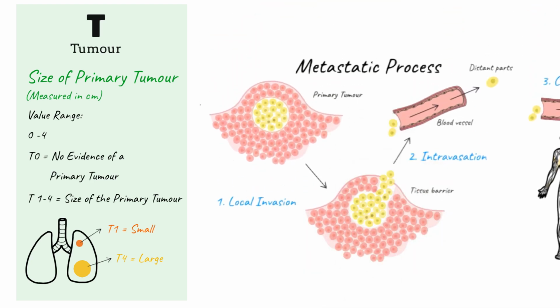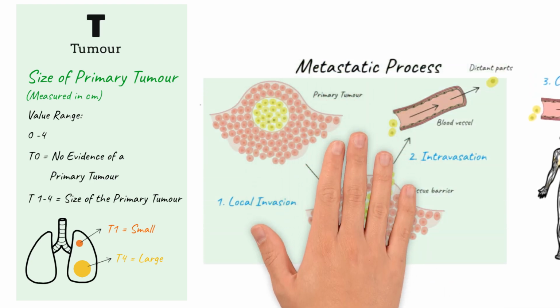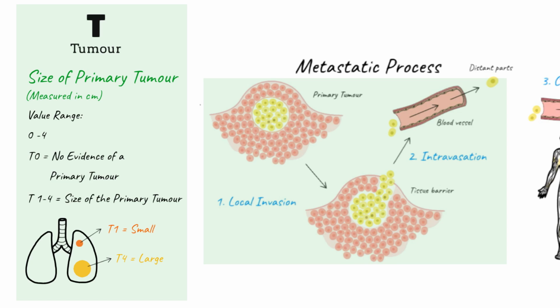When looking back to the metastatic process, we can now see that the T describes features of the primary tumor as well as the local invasion status.